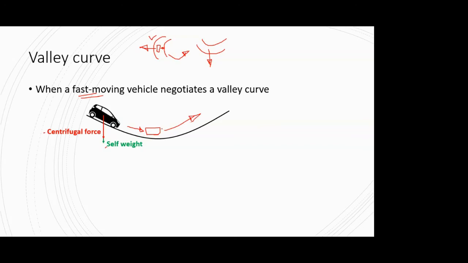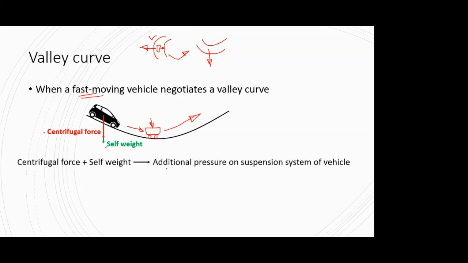So in that case, when your vehicle reaches this point, you will feel a discomfort because both the forces, centrifugal force and self weight, are acting downwards, and that creates an additional pressure on your tires. Okay? And when there is a sudden change in this gradient, that pressure will be converted into a jerk or a discomfort to the passengers. Okay? So this is what happens when a fast moving vehicle negotiates a valley curve. So what I'm trying to imply is that centrifugal force will put some additional pressure on your suspension system and ultimately the tires, which will cause the discomfort.